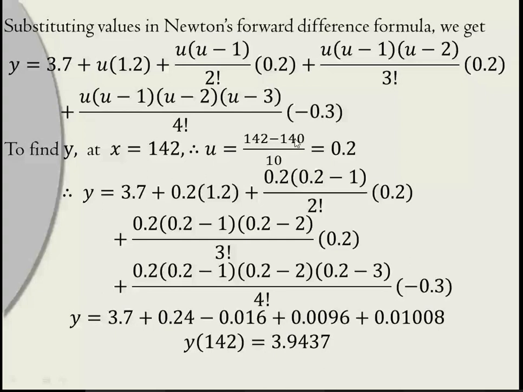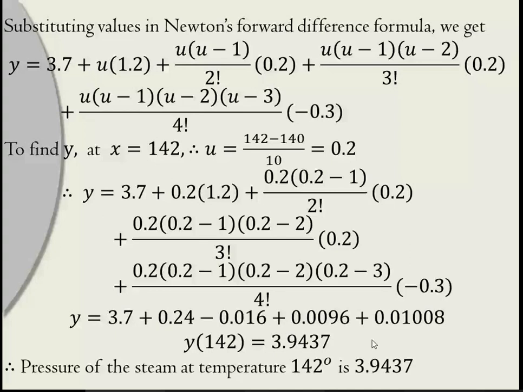Okay, so this interpolation is a very important and easy technique to find the value of an unknown term if the tabular values are given for x and y, where x is equispaced. The difference between any two successive values of x must be the same. Only then can we use this interpolation formula. So in this problem, the pressure of the steam at this temperature is 3.9437. Now consider the next problem.